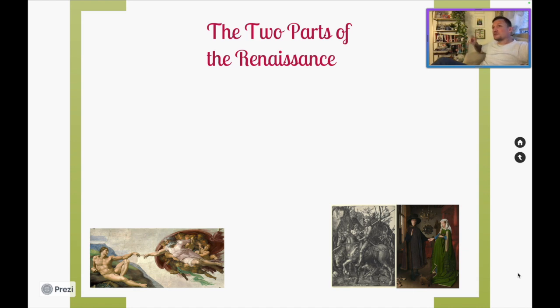All right. Now, the two different movements of the Renaissance that are going on in tandem with the Reformation, though, are, of course, known as the Italian Renaissance and the Northern Renaissance. All right. Now, the Italian Renaissance, of course, is pretty obvious. It's happening in Italy, right?